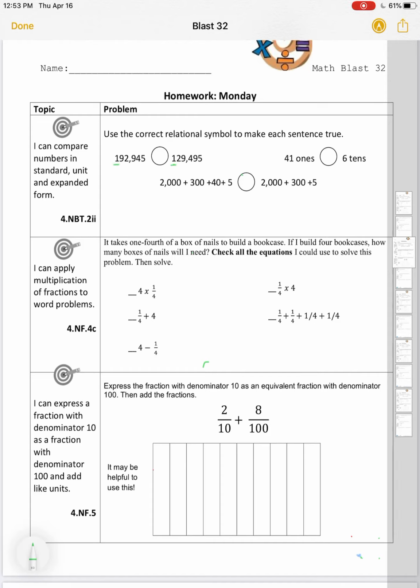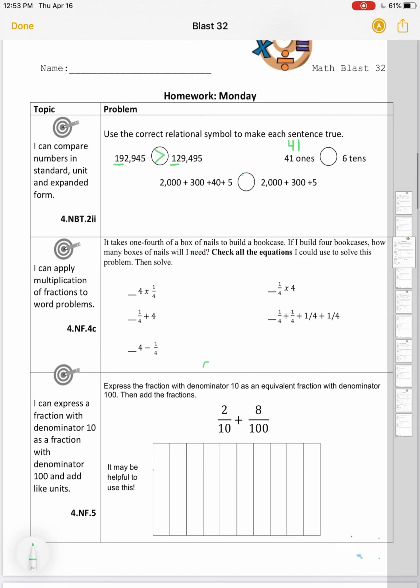I'm going to compare place value to place value. So in the hundred thousands, I have 1 versus 1. In the 10,000s, I have 9 versus 2. I know that 9 10,000s is greater than 2 10,000s. So 192,945 is greater than 129,495. Next, I have two numbers that are written in unit form, 41 ones versus 6 tens.